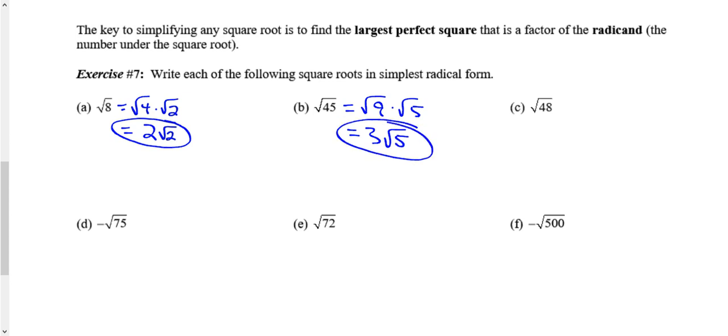What'd you get for C? 4 times the square root of 3. Because you split this up into what? Square root of 16 times square root of 3. And what's square root of 16? 4. So 4 times the square root of 3.